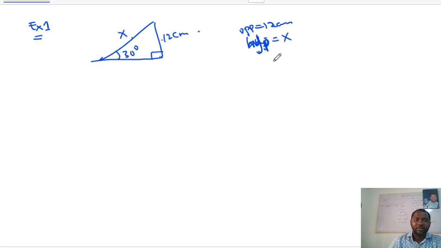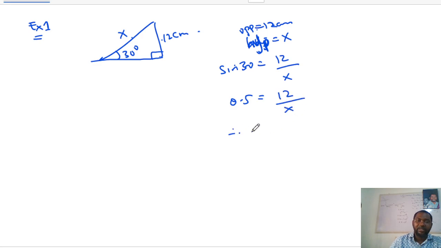So the relationship between opposite and hypotenuse is SOH. So sine 30 is equal to the opposite, which is 12, over hypotenuse, which is x. Now sine 30 is 0.5 with your calculator, so 0.5 equals 12 over x, which means x is equal to 12 divided by 0.5, which is 24 centimeter. So x is 24 centimeter.